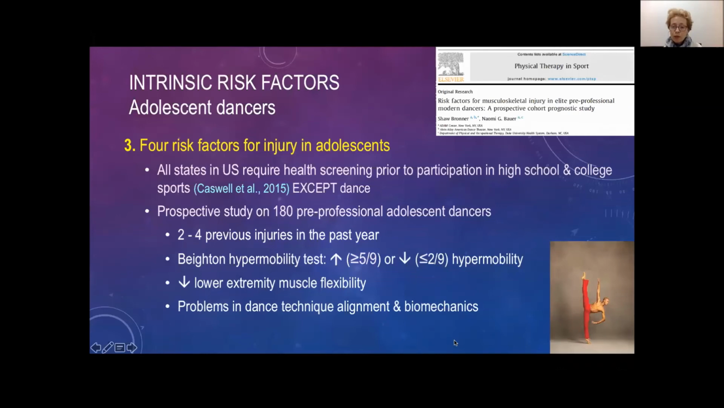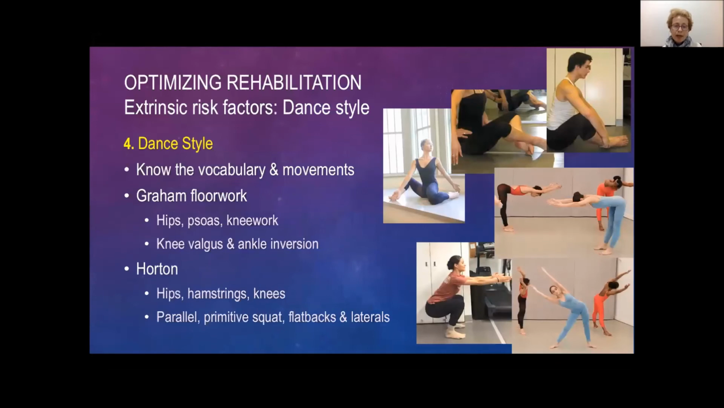And then finally, which has been mentioned earlier, problems in dance technique, alignment, and biomechanics. Number four, dance style. I think we need to know the vocabulary, we need to know the movements. We need to know then what is proper alignment or improper biomechanics. So several areas that I look at, because these are key techniques at our school, are the Graham technique, which includes the floor work, which is quite hard on hips, psoas, and knee.